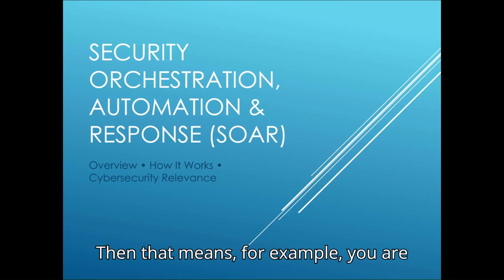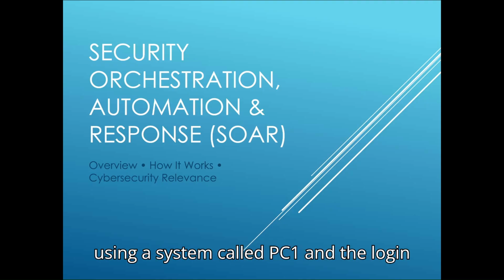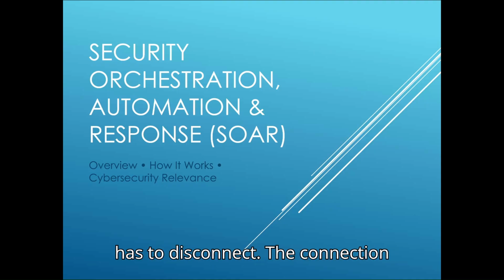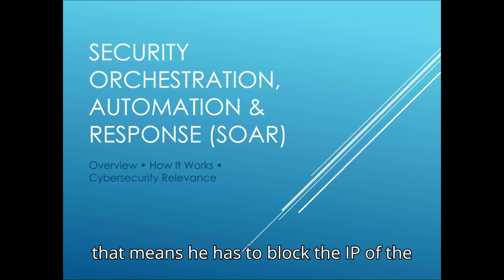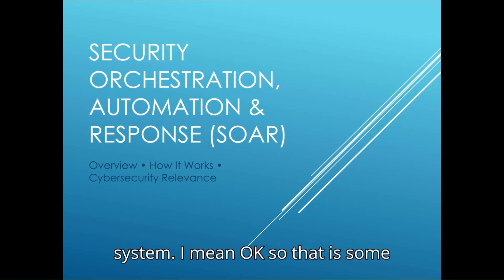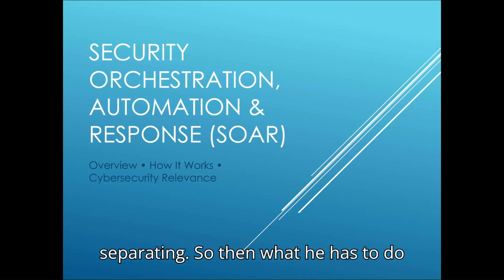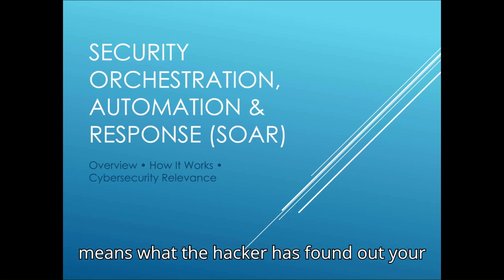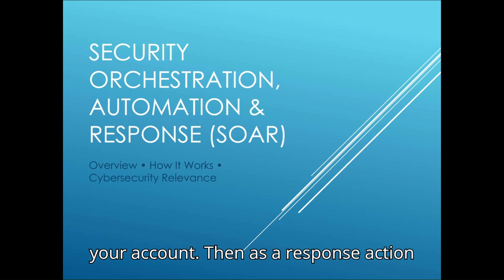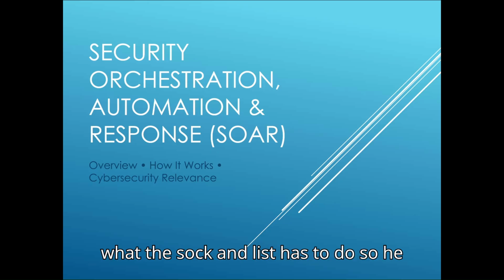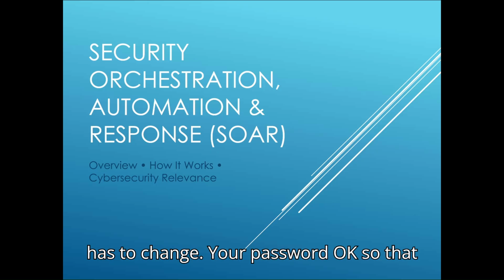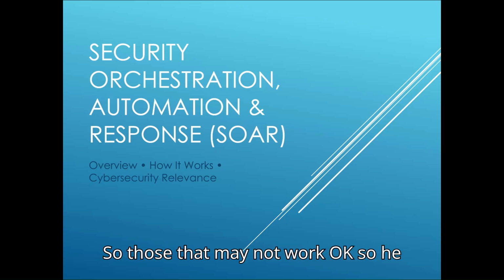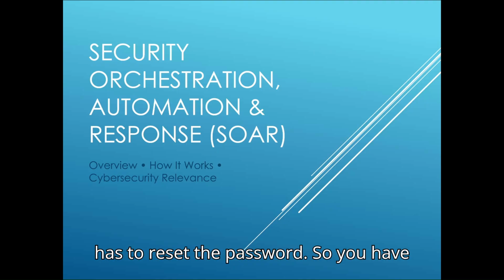That means, for example, you are using a system called PC1, and the login is happening from PC2, which is not yours. Then he has to disconnect the connection, that means he has to block the IP of the system. After the 5 failed logins, the 6th login was successful from PC2. That means the hacker has found out your password and is able to log in to your account. Then as a response action, the SOC analyst has to change your password, so that the password cracked by the PC2 hacker may not work. So he has to reset the password.